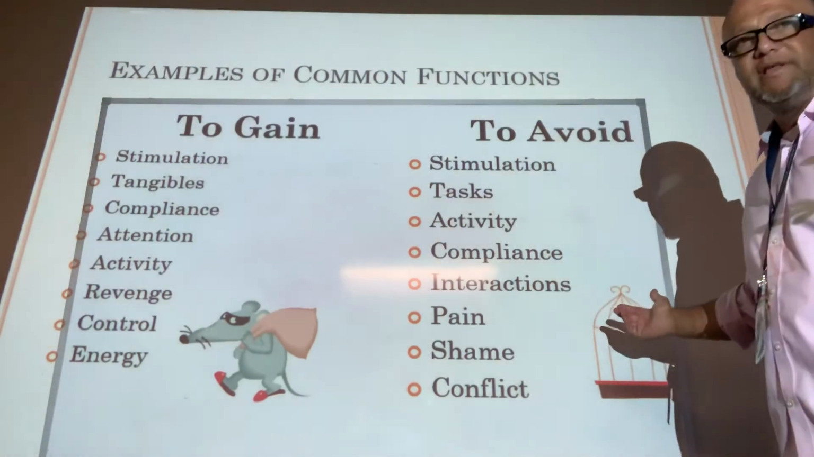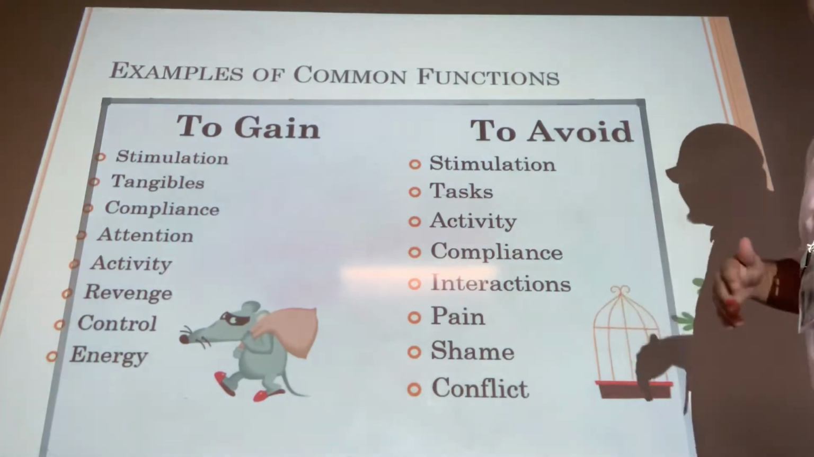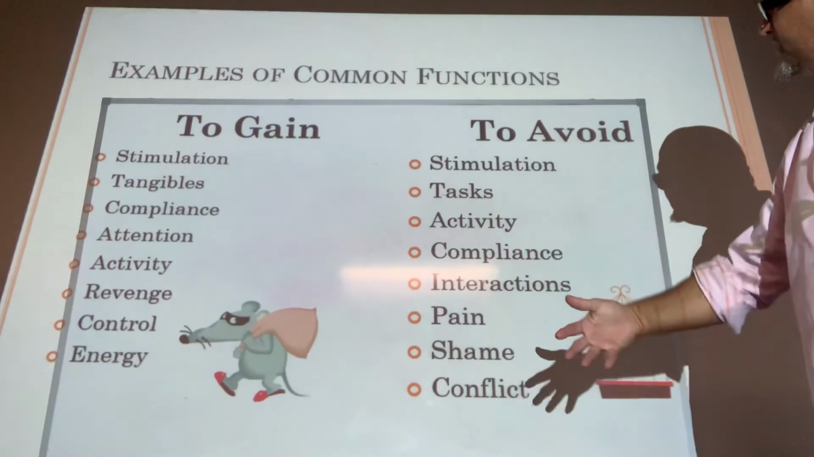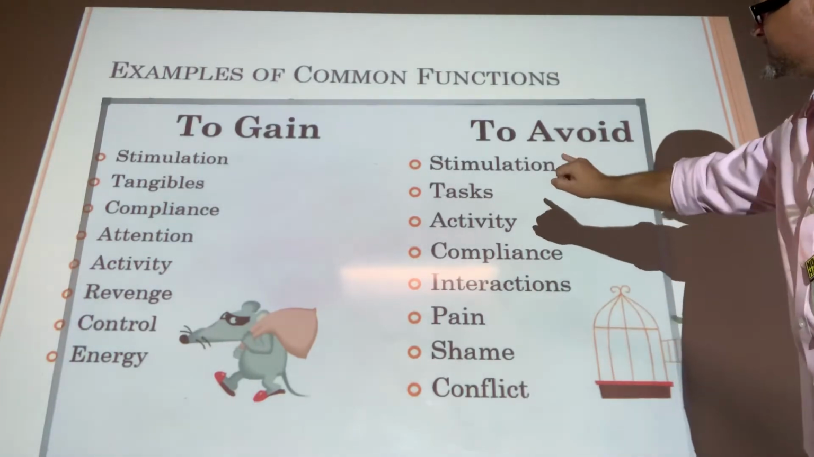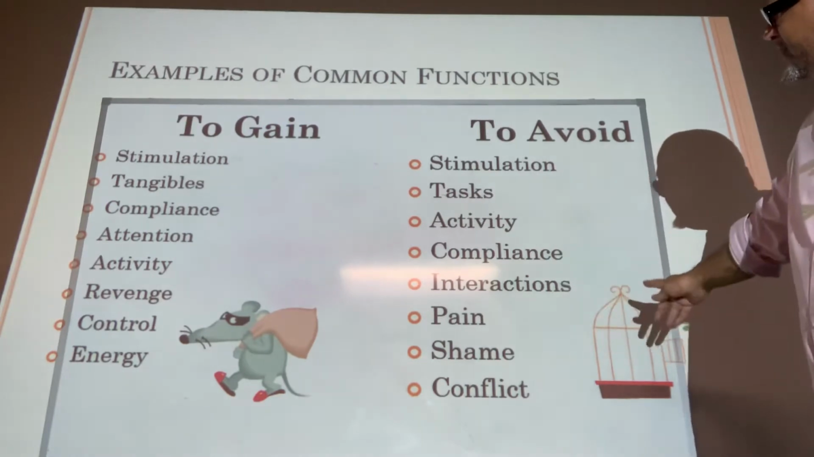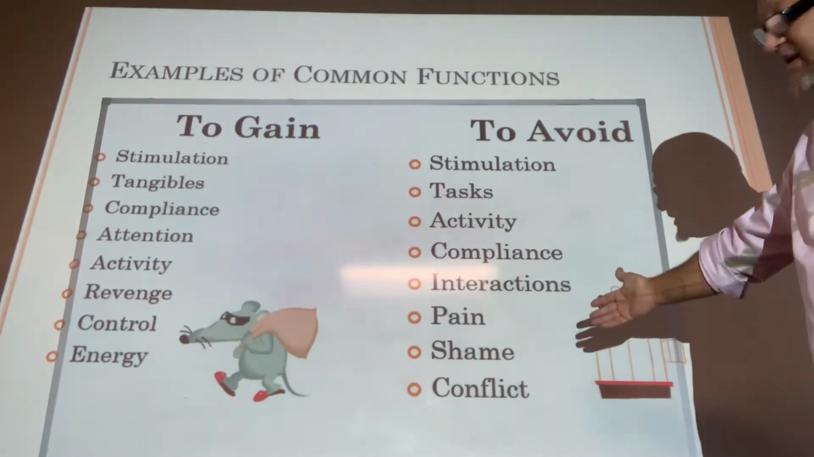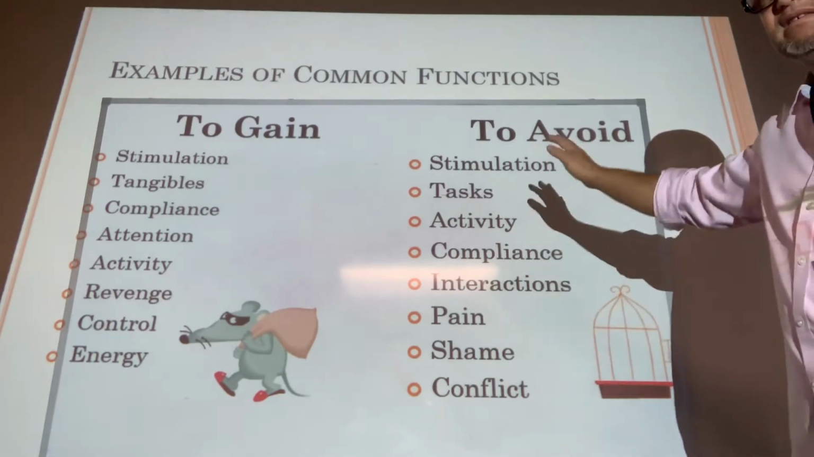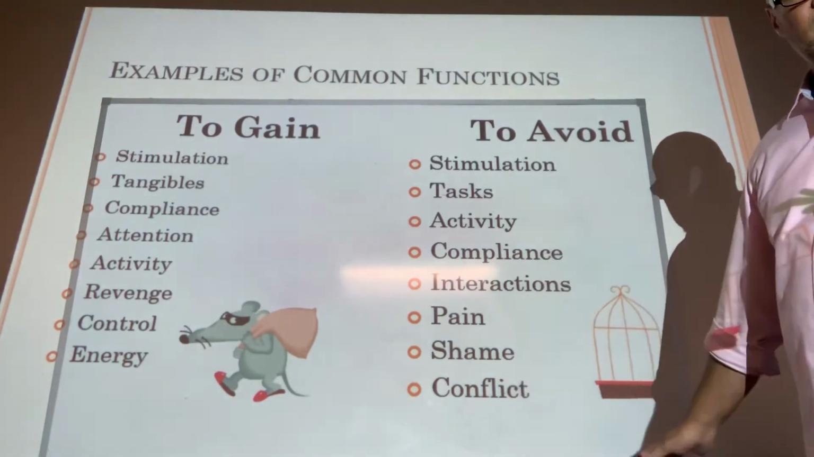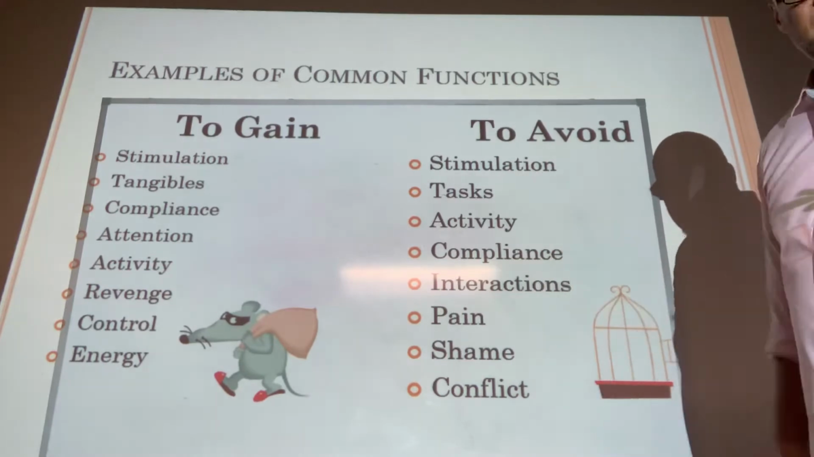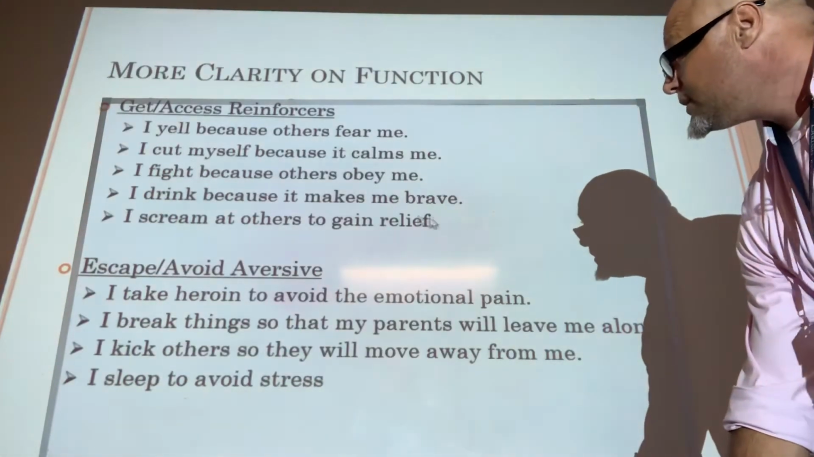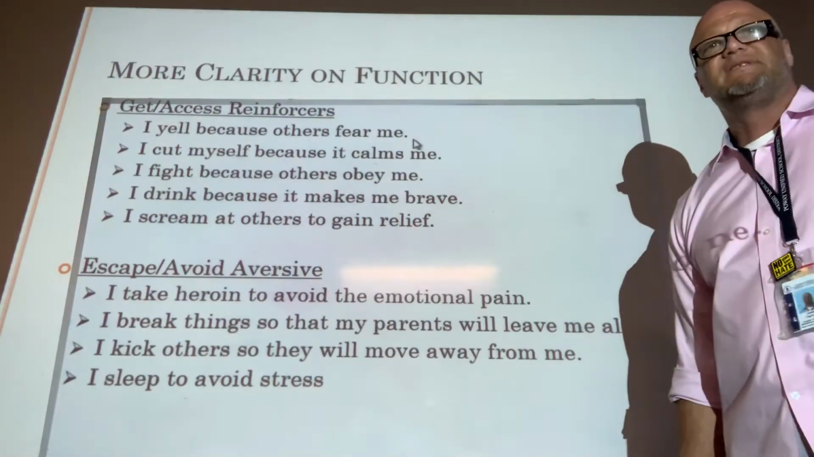And then things to avoid. People avoid certain things by doing that behavior, and that would be stimulation, certain tasks, activities, compliance, interactions, pain, shame, conflict. There are so many, you could go on forever. I just picked a few that might be relevant pretty often. So, more clarity on this.